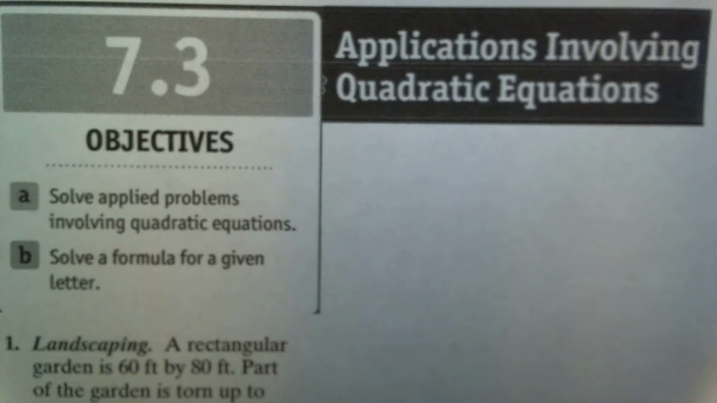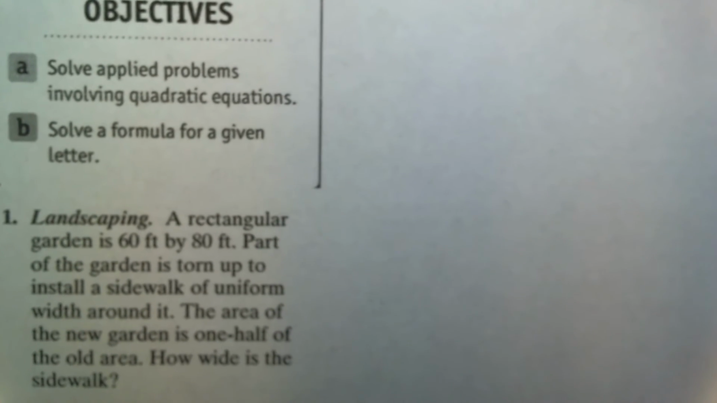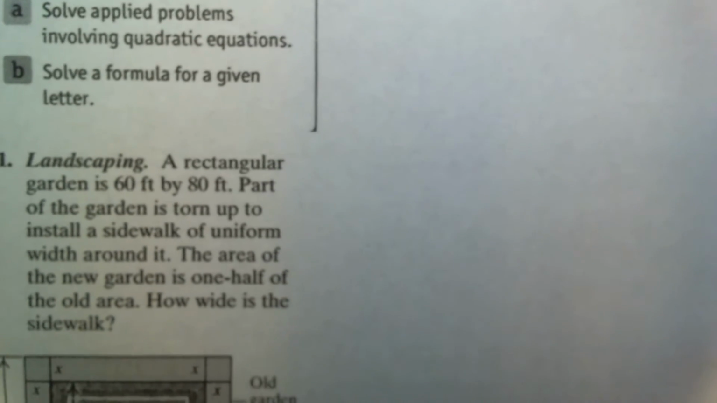In section 7.3, we are looking at some applications involving quadratic equations, and so we'll be solving applied problems with quadratic equations and solving a formula for a given letter. The first exercise is about landscaping, where a particular rectangular garden is 60 by 80 feet. Part of the garden is torn up to install a sidewalk of uniform width around it. Now we're told that the area of the new garden is 1/2 of the old area. And the question is, how wide is the sidewalk?